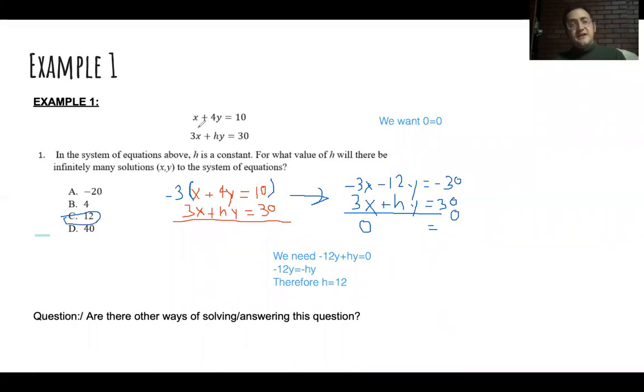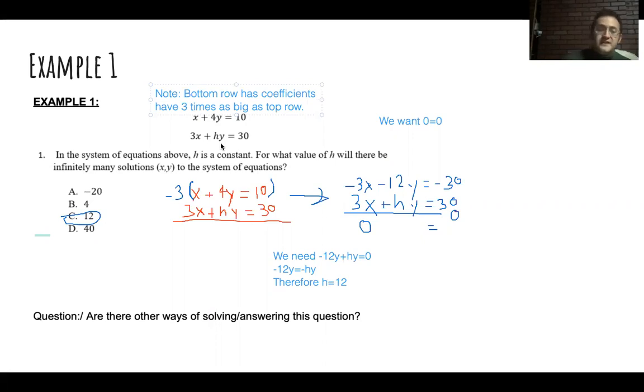Another observation here is we can see that the bottom row is 3 times as big as the top row as well. So some people can even see that pattern, and they can see that 3 times 4 is equal to 12, which does match our answer choice as well. So there are multiple ways of thinking about this problem.